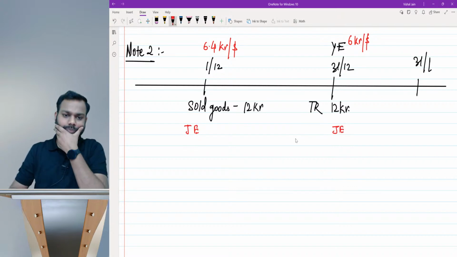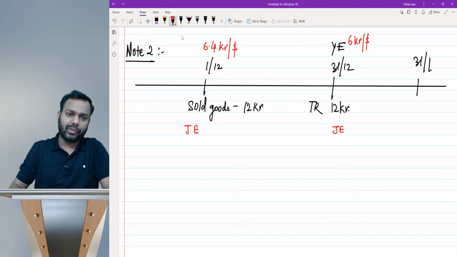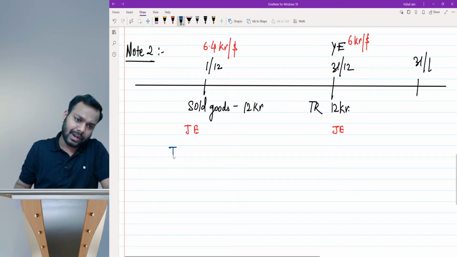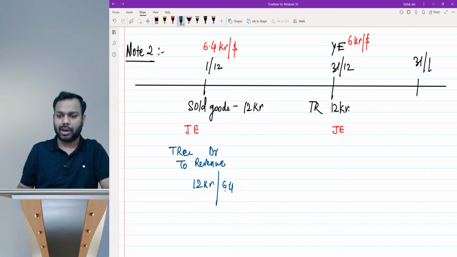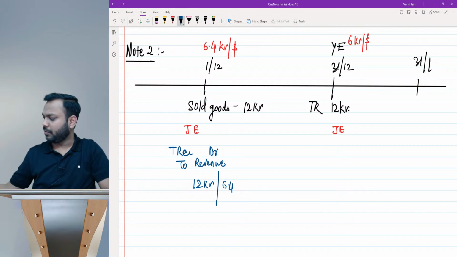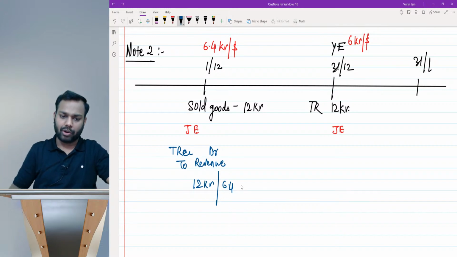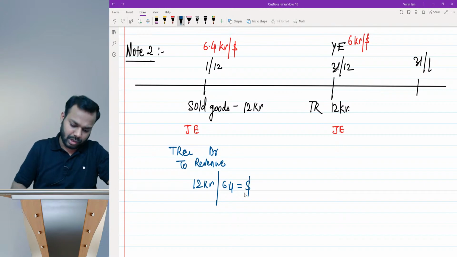On this date, the journal entry we will pass is trade receivables account debit to revenue. That is how much? 12 cromits divided by 6.4 cromits per dollar. So what is the total dollar amount? 12 divided by 6.4 is $1.875.